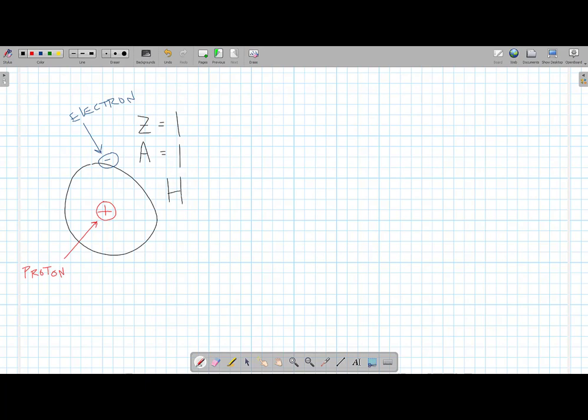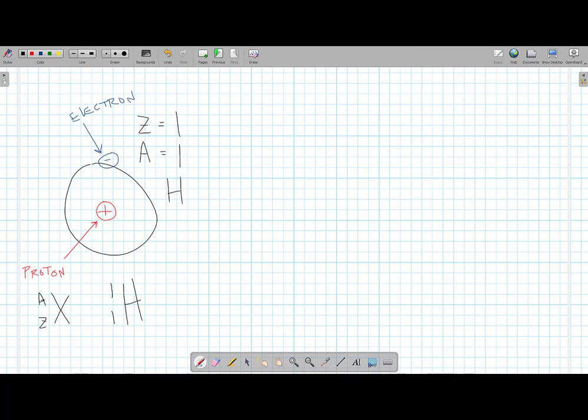So the way that I put these together is to use this notation. It goes A, Z, X, where X is the chemical symbol. So we said A is 1, Z is 1, and H is our chemical symbol. So this would be my isotope symbol for this atom that I just drew.